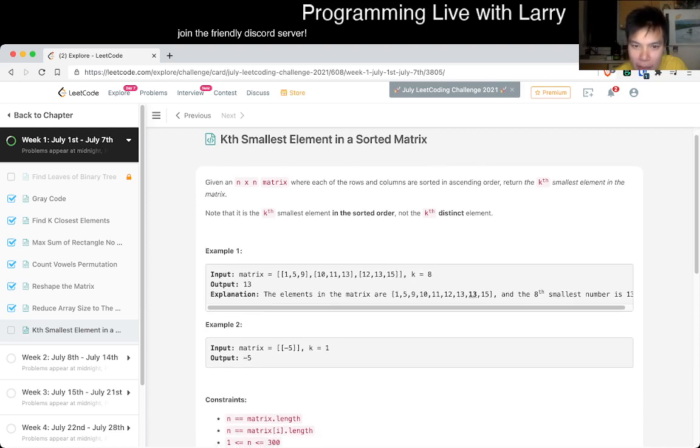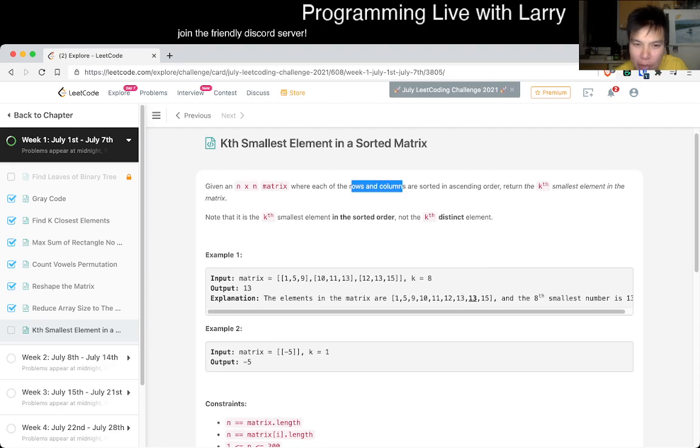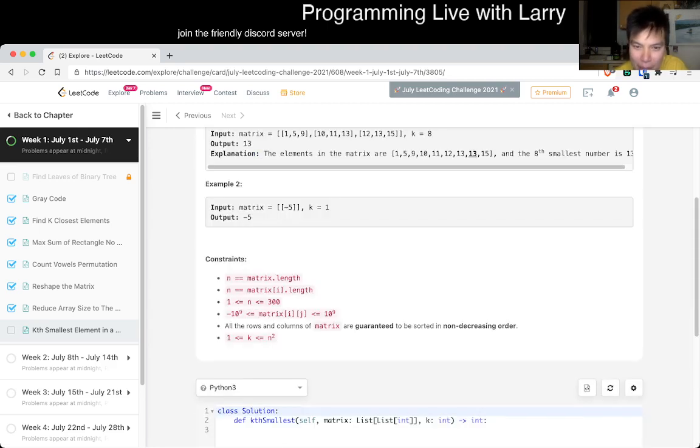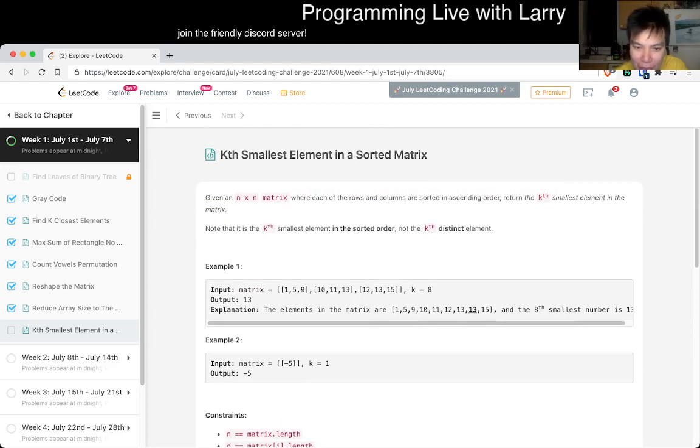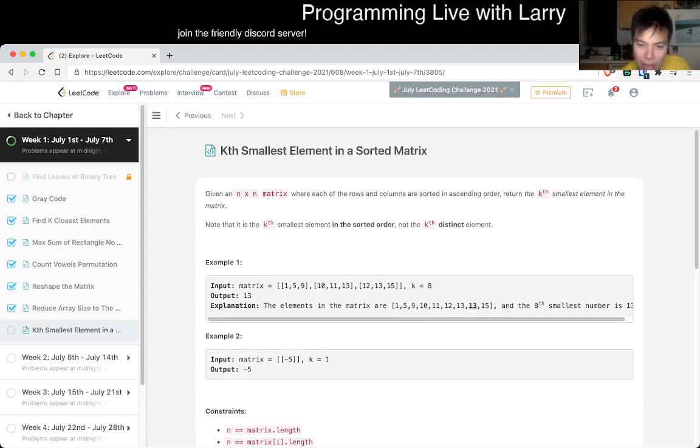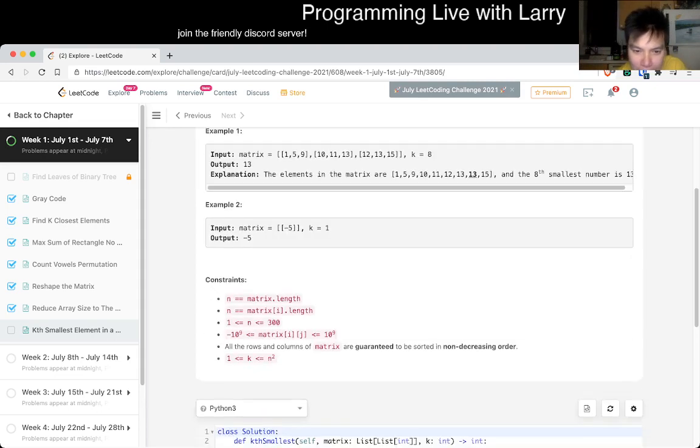Okay. So each of the rows, and this is a very awkward way of putting it. I think I've seen similar problems before, but it's basically that, for example, here, they're sorted rows independently and columns independently, right? So, at most 300 by 300, order, okay.